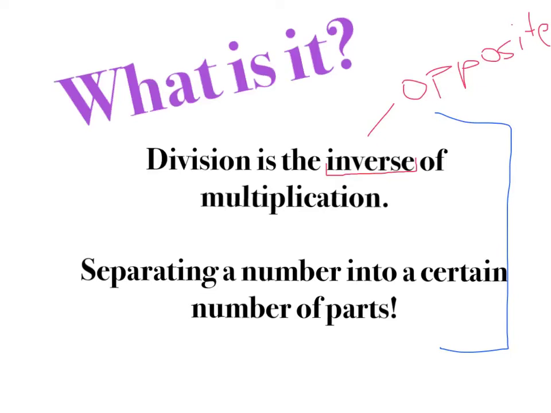Division is separating a number into a certain number of parts. It's a process. When I divide something, I'm performing an action. So I'm dividing one number into a certain number of parts. You might need to pause this tutorial if you want to keep on writing that definition down. Now would be the time to do it. If not, let's move on. Oh, great, you're back. Let's move on.